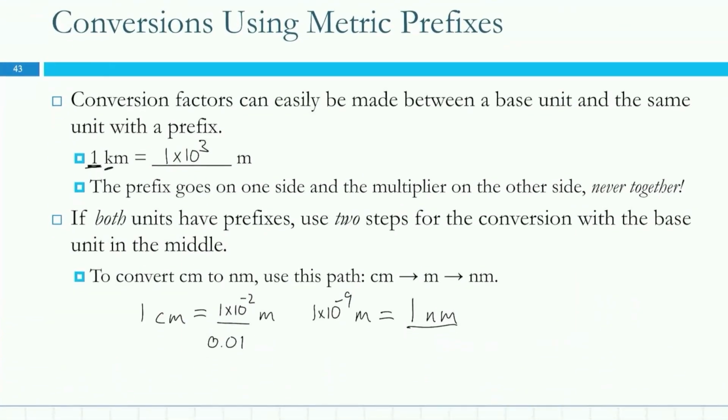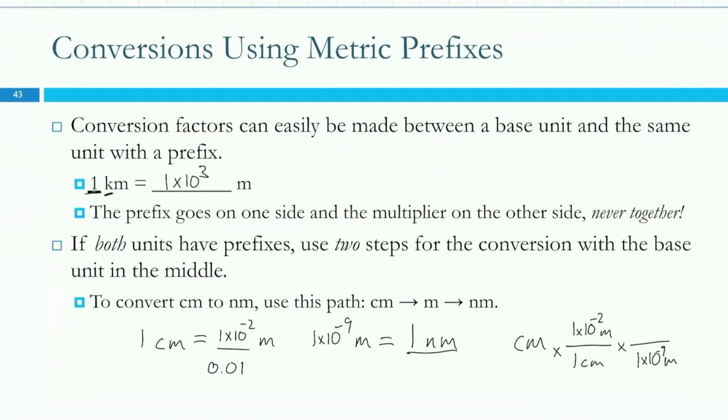Okay. Right, so we can make these different prefixes, and then we would set up, just like this is a solution diagram or solution map. If we started with centimeters, then, oh, sorry, I didn't put the, oh, yeah. So 1 centimeter would be 1 times 10 to the negative 2 meters. And then 1 times 10 to the negative 9 meters is 1 nanometer. And so that would give us final units of nanometers. Okay?